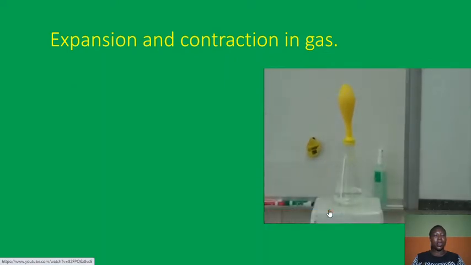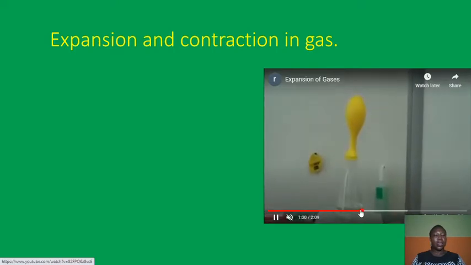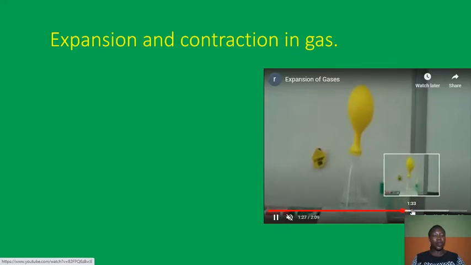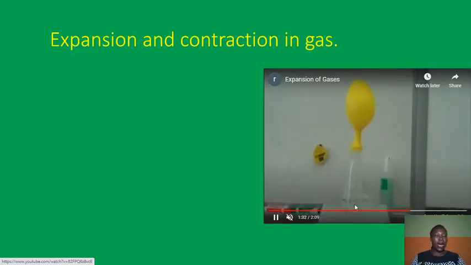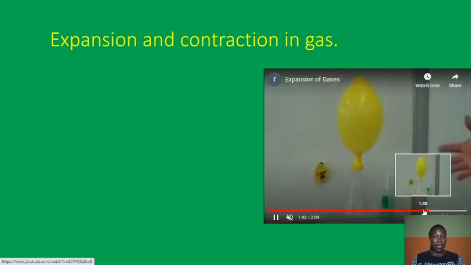You can see the increase in the deflated balloon to show that the temperature is increased, and as it increases, since the gas cannot escape, the only way of escape is where the balloon is covering. So the gas is the one filling the balloon to show that there is an increase. You can even see the water boiling. The water begins to boil and the temperature increases, thereby making the balloon grow bigger and bigger. This is expansion in gas.